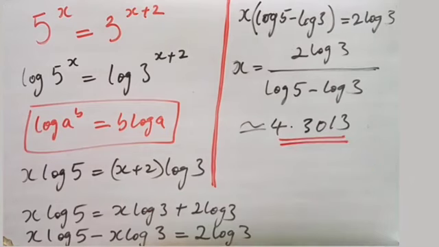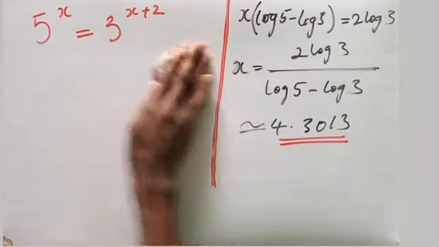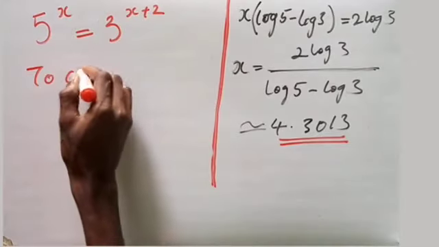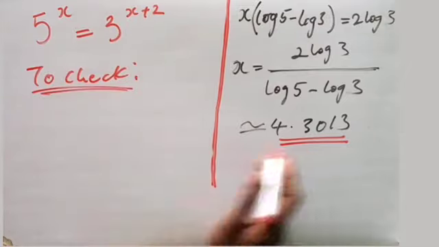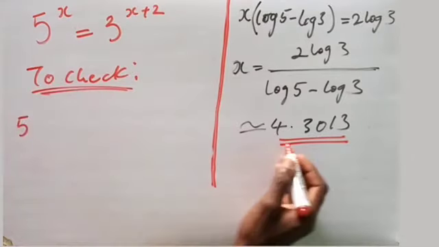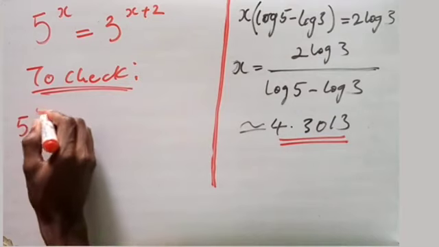Now let's check if this value is true. Let's check if this value of x is true for this equation. To check, this will now be 5 raised to power x. So x is approximately 4.3013.